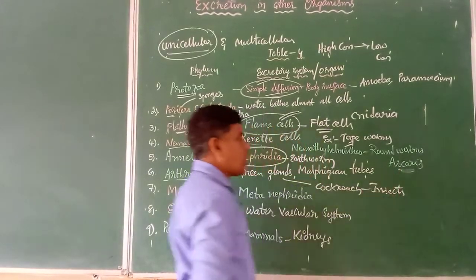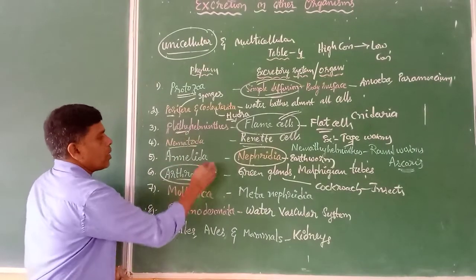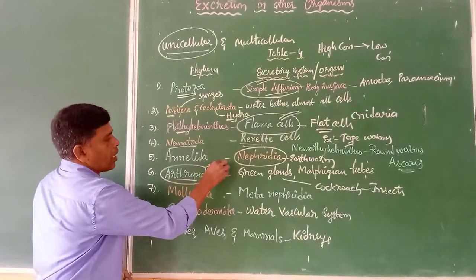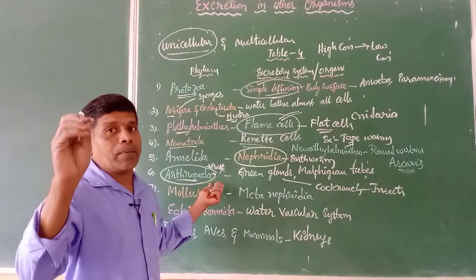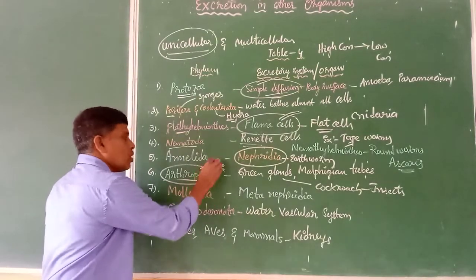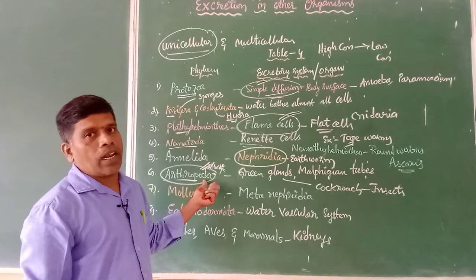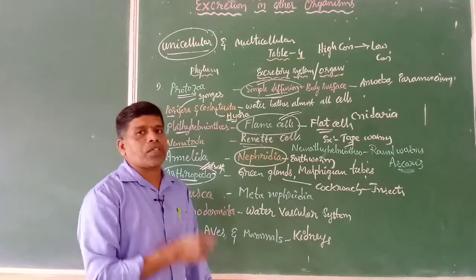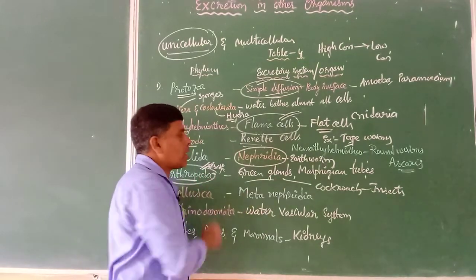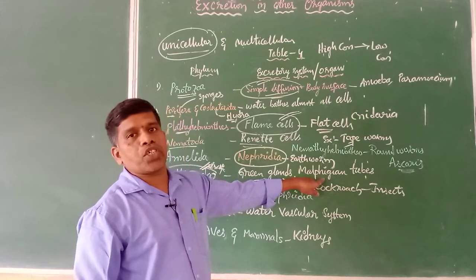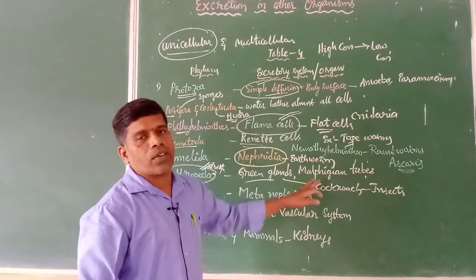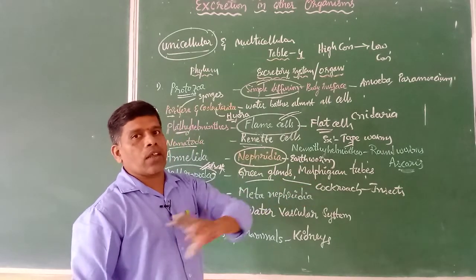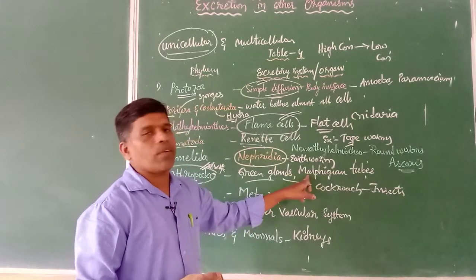The specialty about this phylum is that it is the largest phylum in the animal kingdom. In the total animal kingdom, 80% of the animals belong to this phylum, Arthropoda. Then what type of excretory organs are present here? Green glands. And next, Malpighian tubules, or tubes we call them. This was named by a scientist called Marcello Malpighi. The name is given after him.